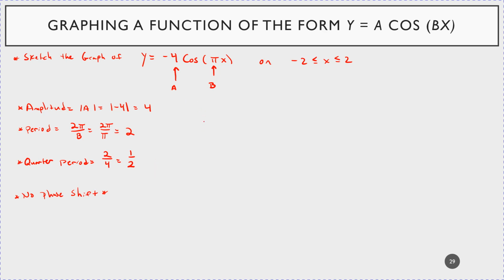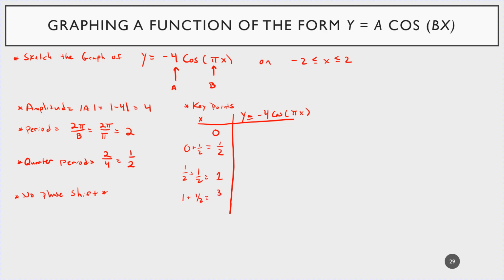All right, so we're going to now find the key points. So again, no phase shift. So your x you're going to start at 0. And then you're just going to start adding quarter periods. So you're going to take 0 plus 1/2. You get 1/2. 1/2 plus 1/2. You get 1. 1 plus 1/2. You get 3/2. And then 3/2 plus 1/2. You get 4/2, which is just 2. Now this is awesome because when you plug these in for x, you get 0, 1/2 pi, pi, 3/2 pi, 2 pi, and you get back to the key values that we wanted, right?